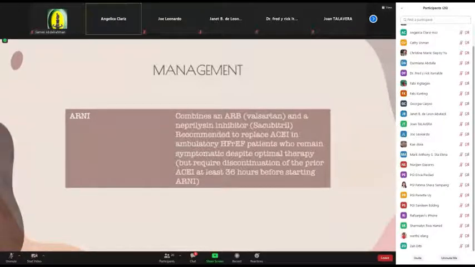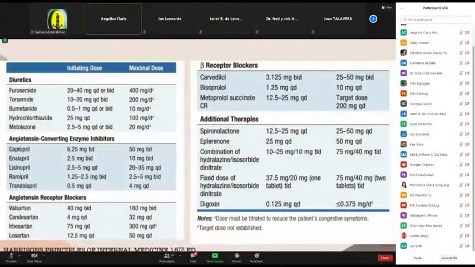So itong neprilysin inhibitor, sacubitril, combined with an ARB, valsartan, this is recommended to replace ACE in ambulatory heart failure with reduced ejection fraction. So this is the initial dose and the maximal dose for the pharmacologic management.